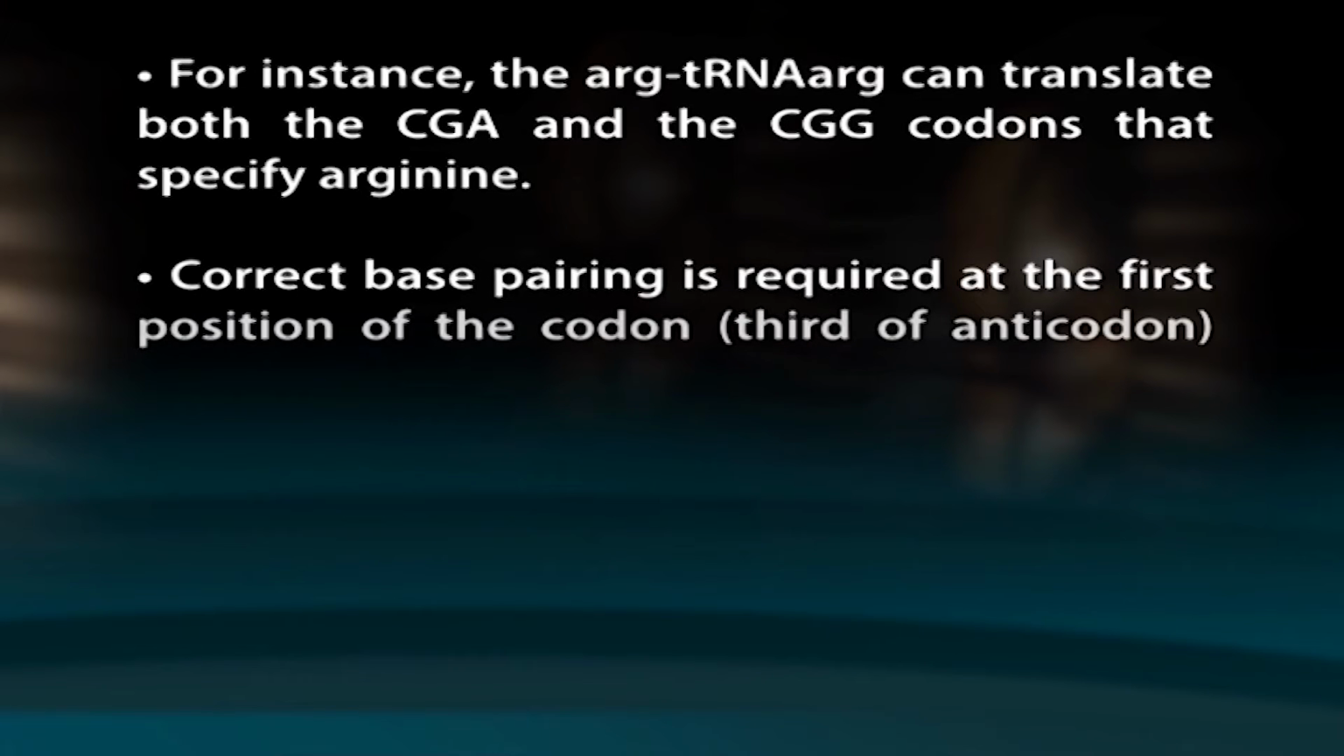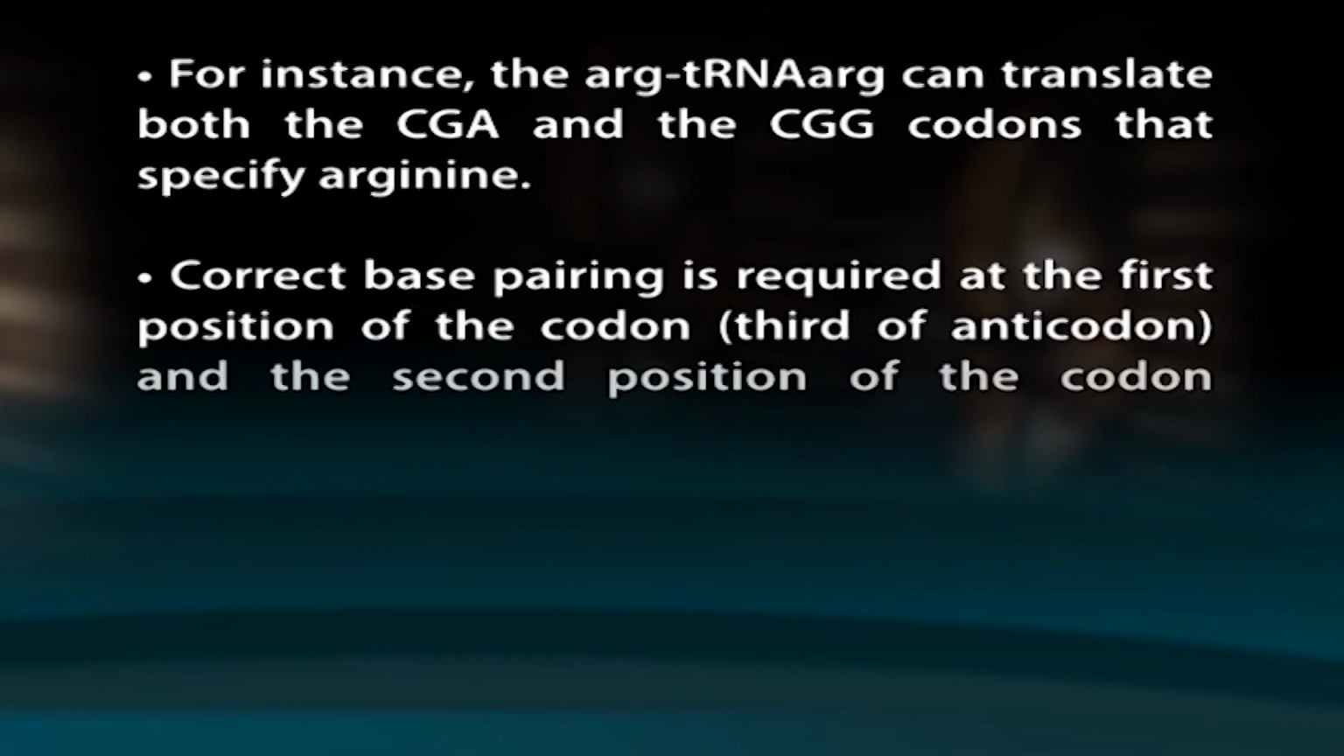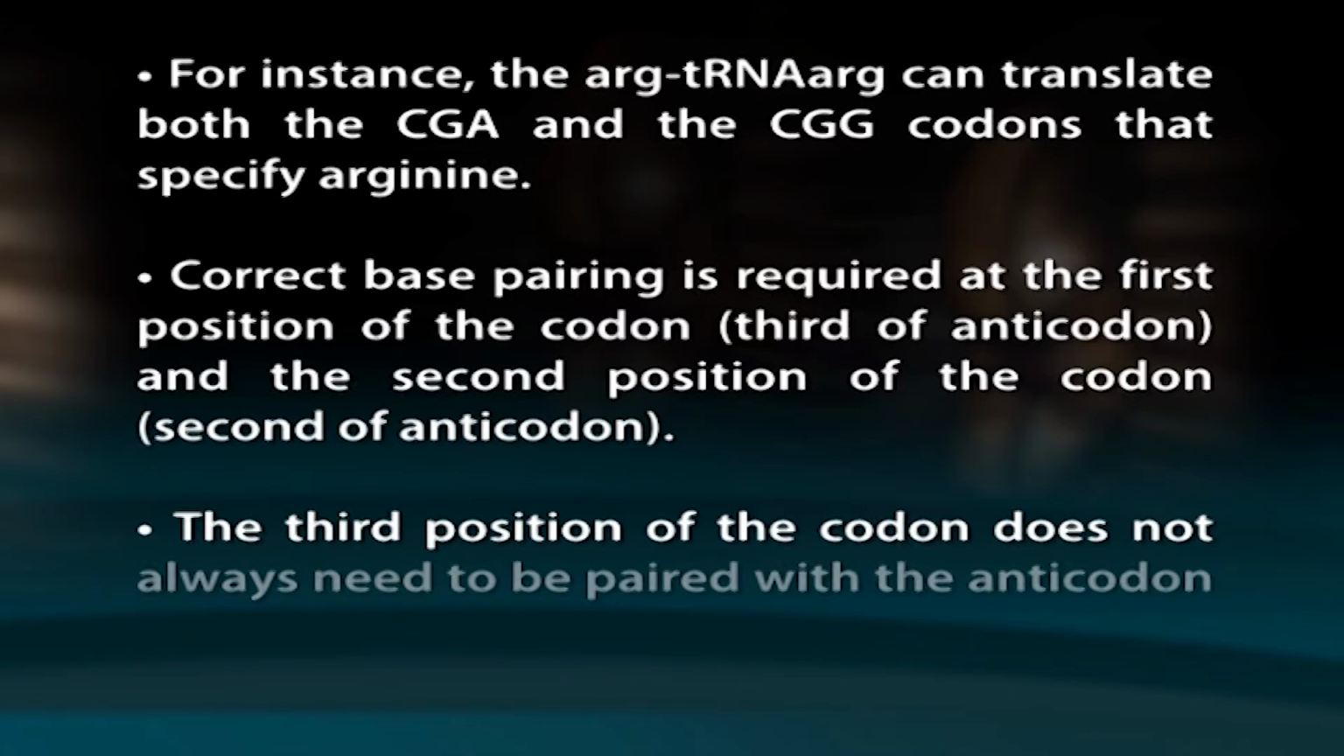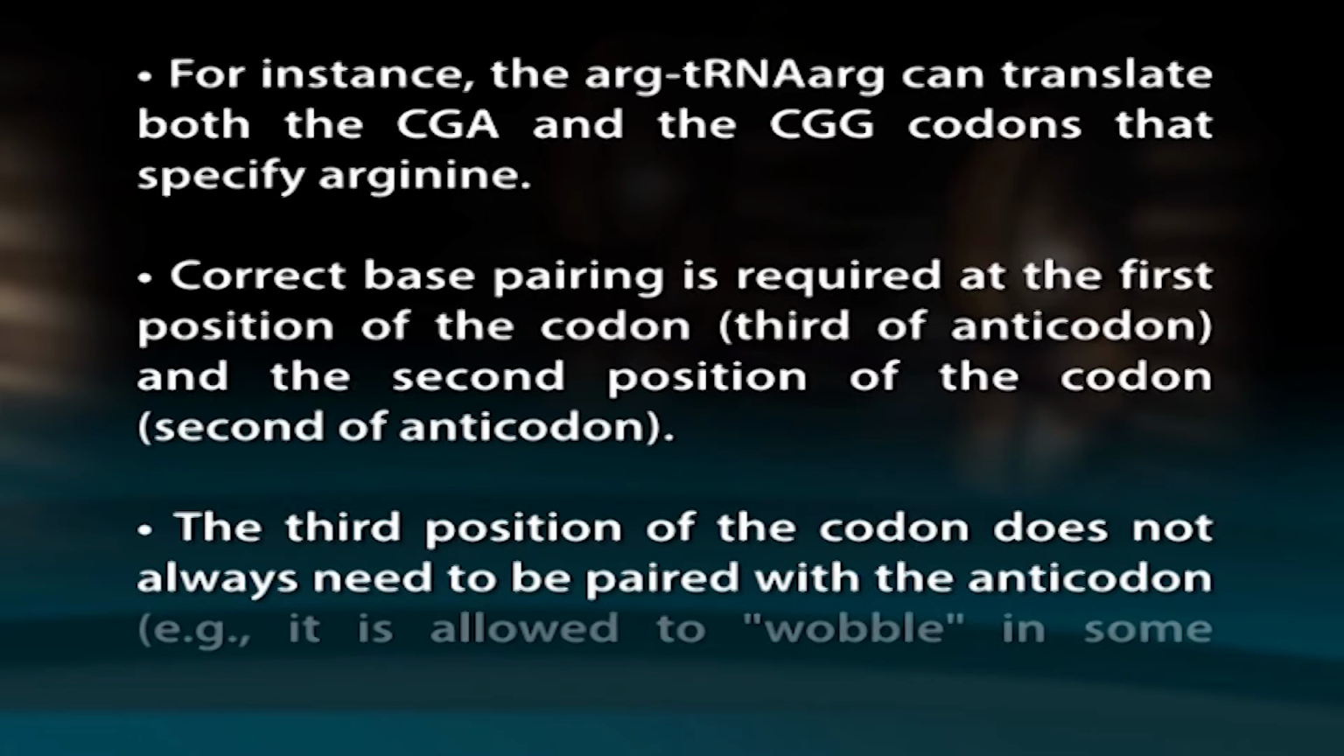Correct base pairing is required at the 1st position of the codon, that is 3rd of anticodon, and the 2nd position of the codon or 2nd of anticodon. The third position of the codon does not always need to be paired with the anticodon. For example, it is allowed to wobble in some cases. In most instances, the third base is the degenerate base. It is sometimes referred to as the wobble base.